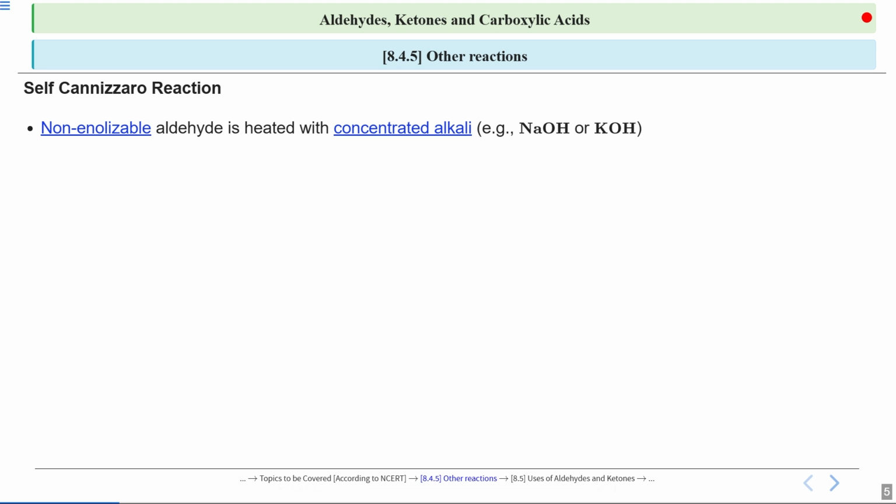So now what are these non-enolizable aldehydes? Non-enolizable aldehydes are aldehydes that lack alpha hydrogens. The absence of alpha hydrogens is crucial because it prevents the formation of enolates. Now because we don't want to form enolates, these non-enolizable aldehydes lack alpha hydrogen.